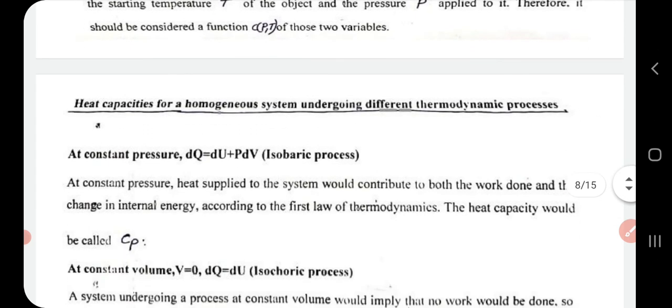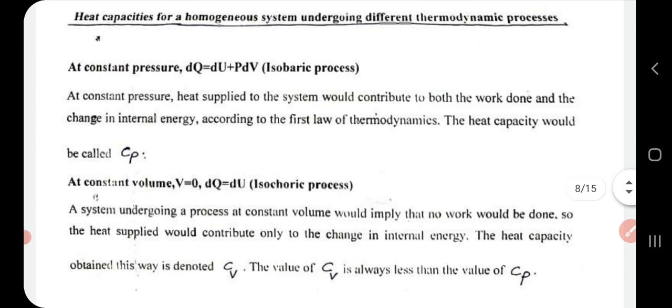Heat capacities for homogeneous systems undergoing different thermodynamic processes. First one is at constant pressure, that is the isobaric process. For that, dq is equal to du plus pdv, that is, at constant pressure, heat supplied to the system will contribute to work done and change in internal energy. That is the first law of thermodynamics that we have already seen. So the heat capacity in that case will be called Cp, that is specific heat at constant pressure, Cp.